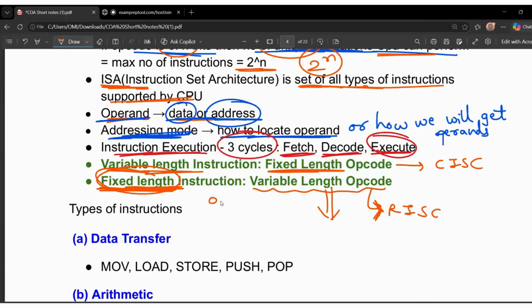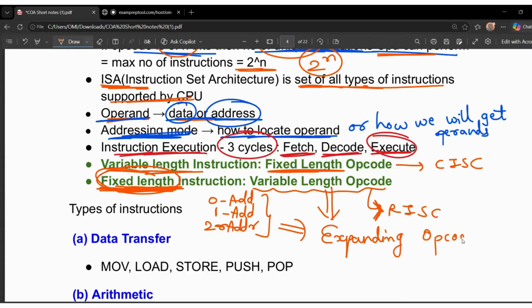Like we have seen zero address mode, then we have seen one address, we have seen two address. Here everything will be fixed length instruction. So what we can do, we have seen the expanding opcode technique, right? We have seen this technique, expanding opcode technique.